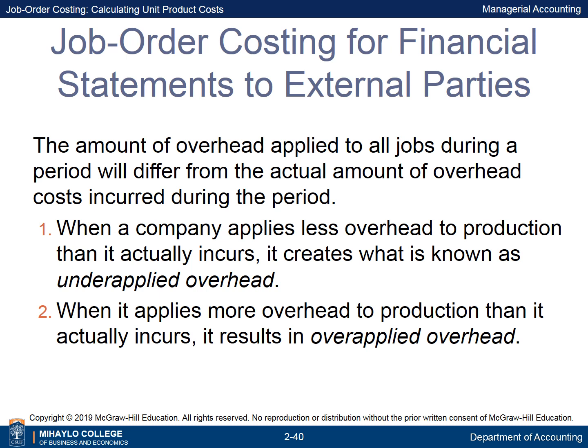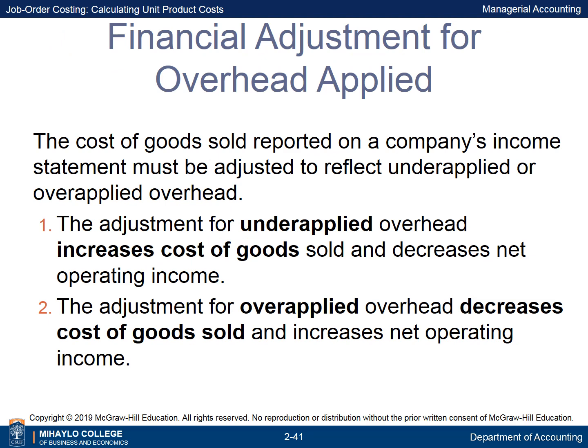1. When a company applies less overhead to production than it actually incurs, it creates what is known as underapplied overhead. 2. When it applies more overhead to production than it actually incurs, it results in overapplied overhead. The cost of goods sold reported on a company's income statement must be adjusted to reflect underapplied or overapplied overhead. 1. The adjustment for underapplied overhead increases cost of goods sold and decreases net operating income. 2. The adjustment for overapplied overhead decreases cost of goods sold and increases net operating income.